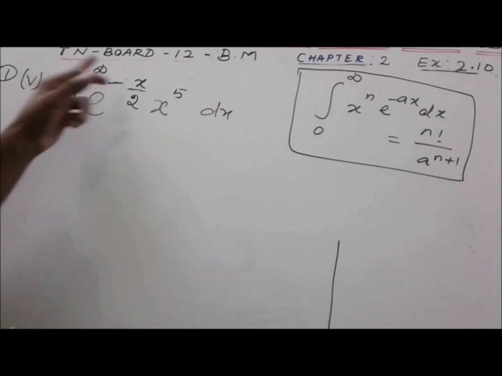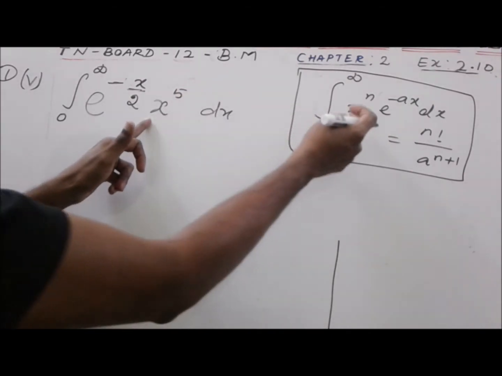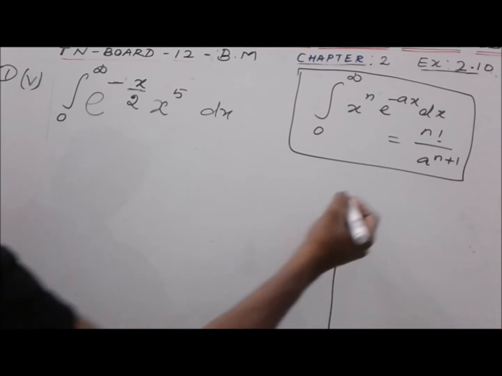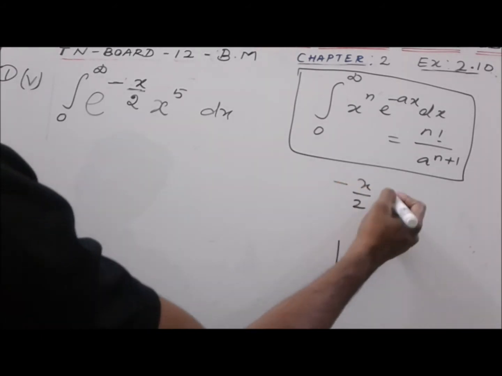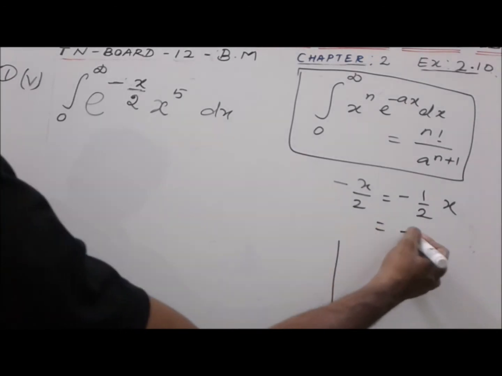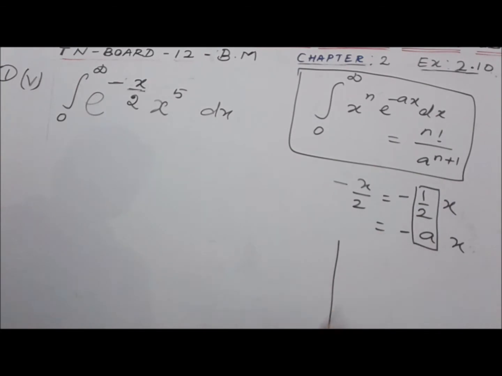Now we have the integral from 0 to infinity of x to the power n, e power minus ax. Here minus x by 2 can be rewritten as minus 1 by 2 into x, which is equal to minus ax. So comparing these two values, we have a equal to 1 by 2.